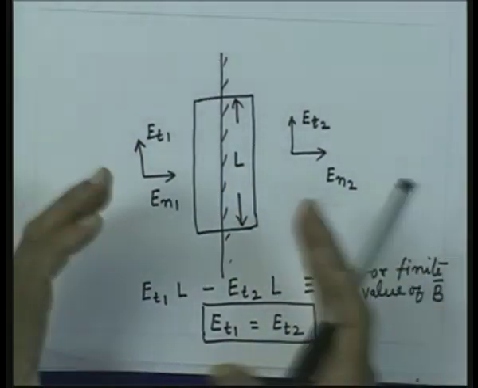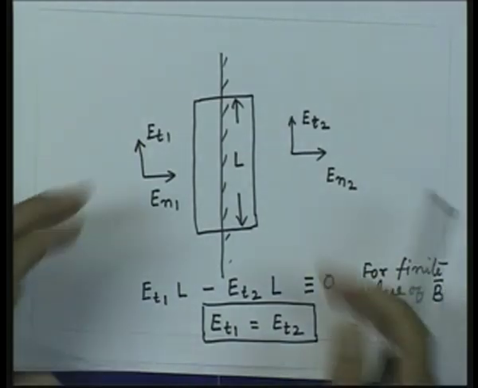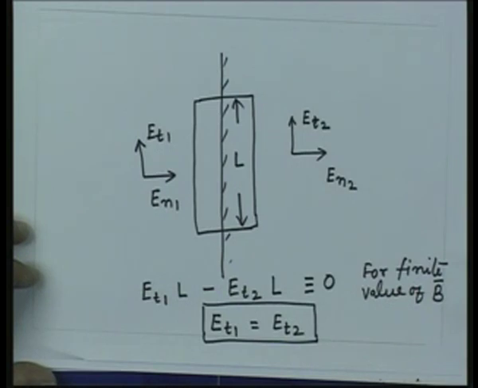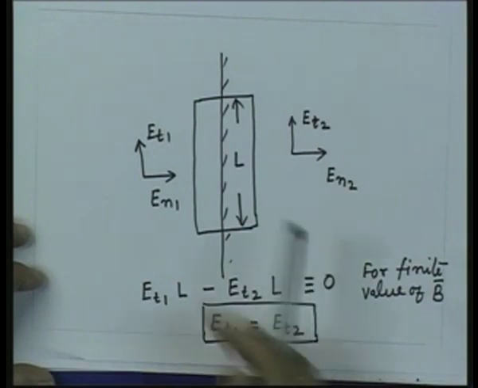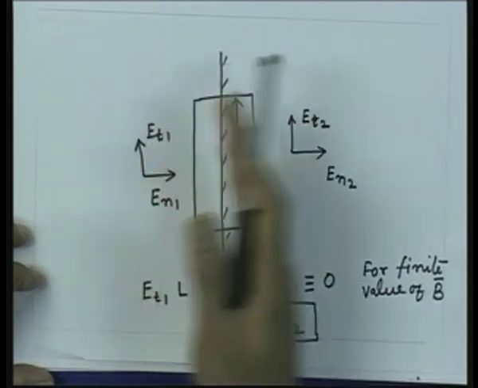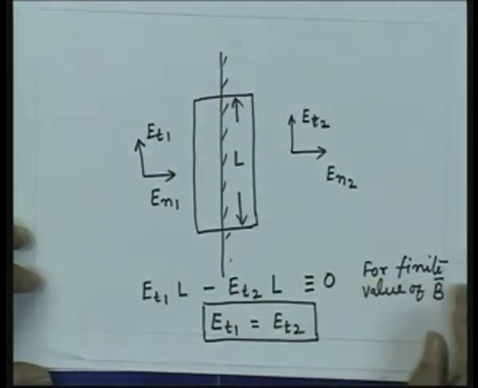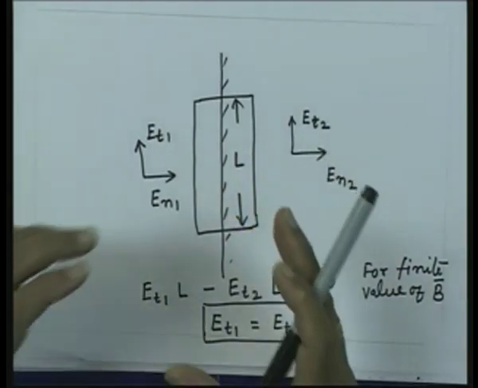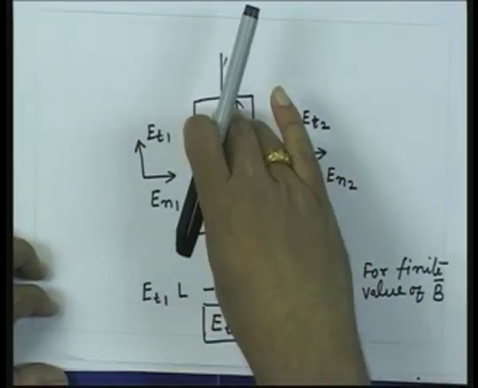Since the flux density is finite, as the area of the loop goes to 0, the flux enclosed by the loop will go to 0. So, this quantity will be identically equal to 0. So, what we get from here is that the tangential component of electric field is continuous across the boundary. Irrespective of what the boundary is, the tangential component of electric field will always be continuous across the boundary. That is because the magnetic flux density is always finite in the region enclosed by the loop.